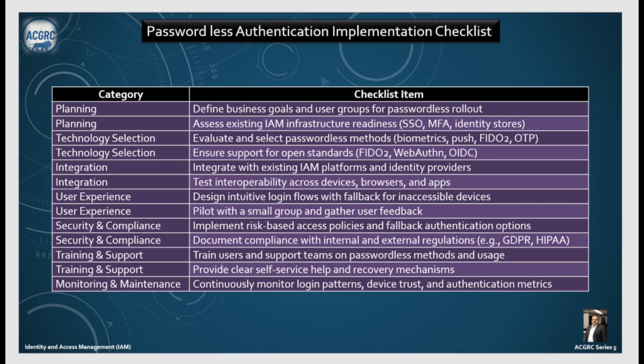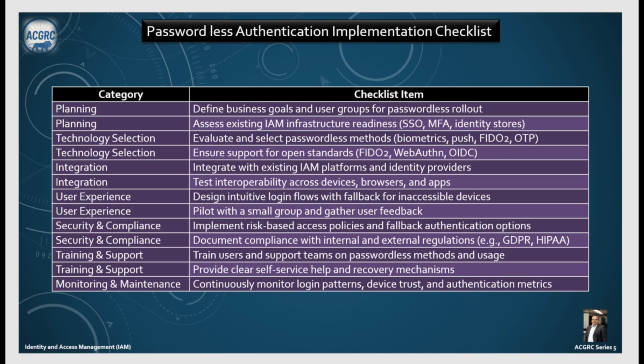Let's look at it from a checklist perspective. It starts off by defining business goals and user groups for the passwordless rollout. Once done, assess existing IT infrastructure readiness. Evaluate and select passwordless methods. Next, ensure support for open standards. Then integrate with existing IAM platforms and identity providers. Test interoperability across devices, browsers, and apps.